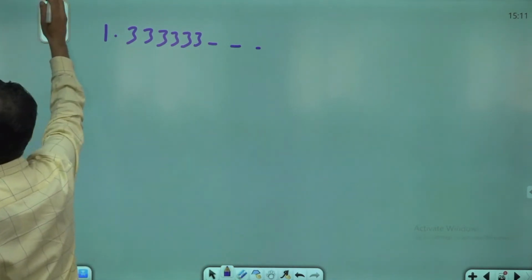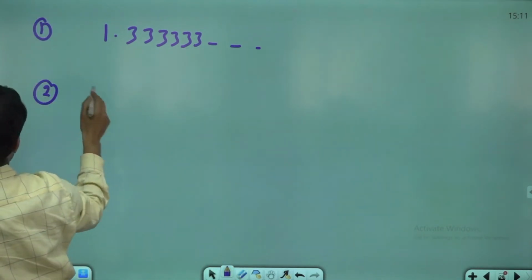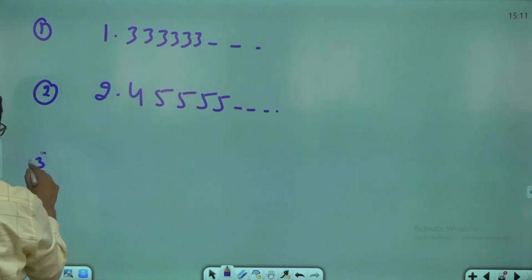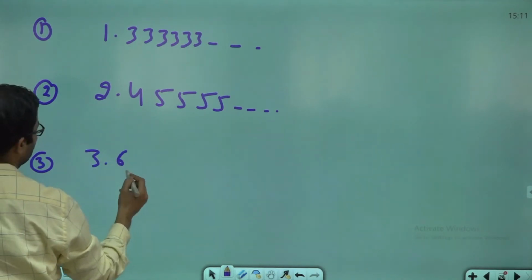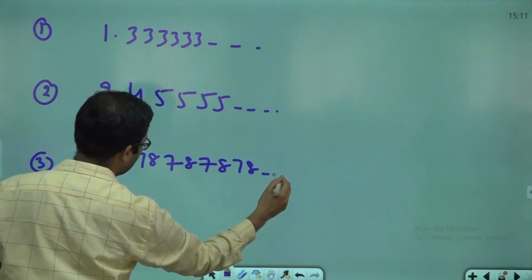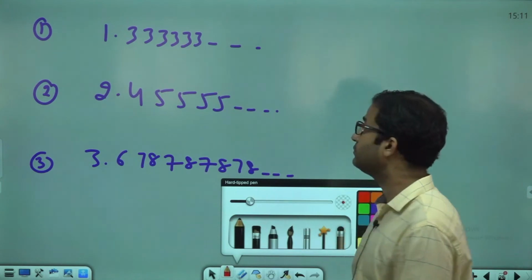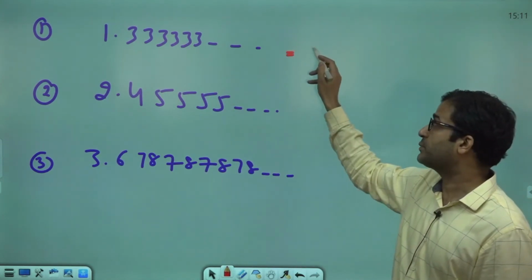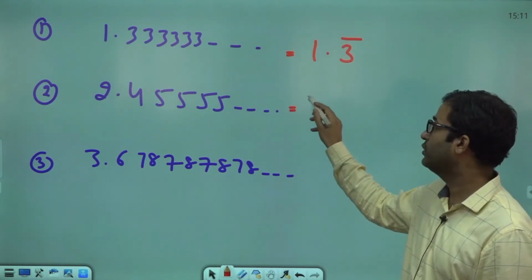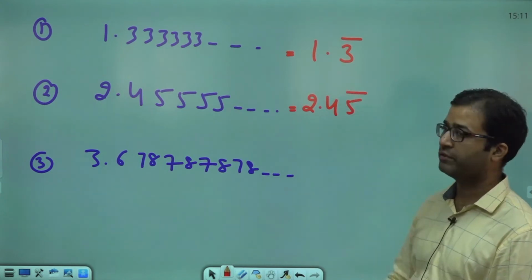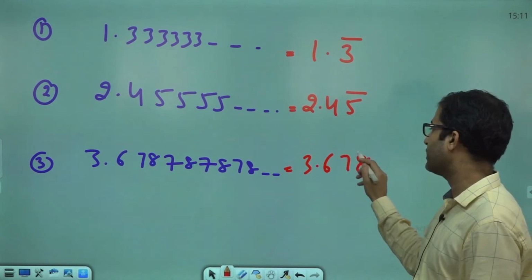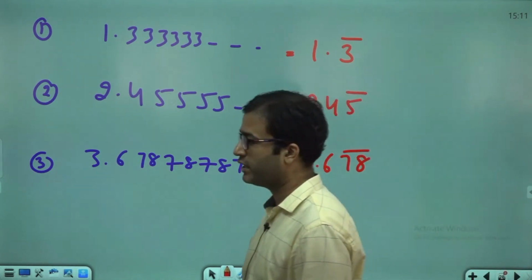So I take 3 examples in type 3. 1.3333, 2.45555, 3.678787878. We express it as 1 point with a bar on 3 because this 3 reoccurs again and again. 2.4 with a bar on 5 because this 5 reoccurs again and again. Next is 3.678, this 78 reoccurs again and again.